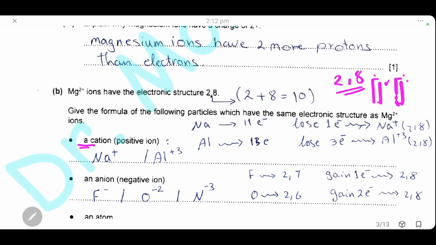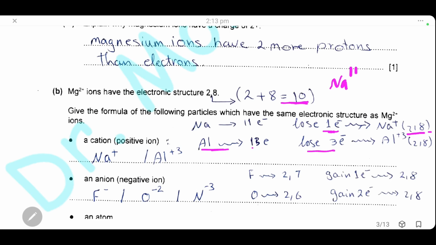So we will search for an element in group 1 which can lose 1 electron to reach a total of 10 electrons. This element will be sodium, because sodium has 11 electrons. When losing 1 electron, it will be 10 electrons, and the configuration will be 2, 8. The element from group 3 will be aluminium, which has 13 electrons. After losing these 3 electrons, it will be a total of 10 electrons distributed as 2, 8.